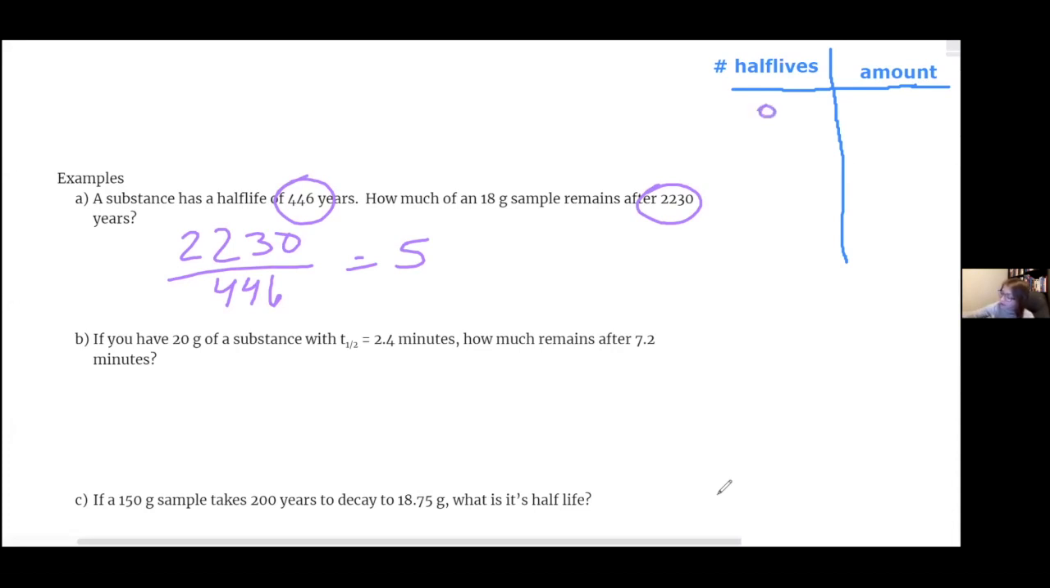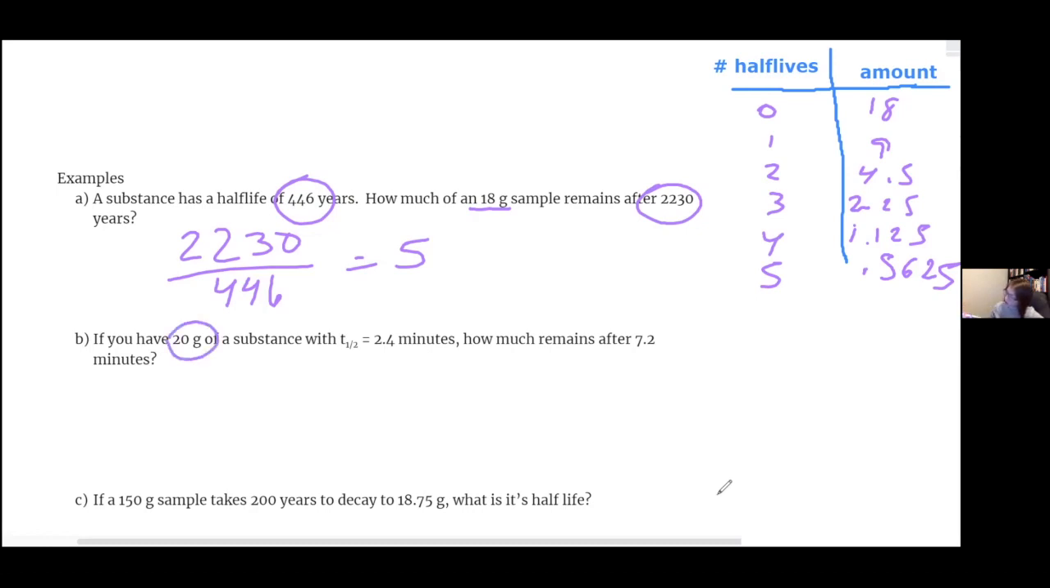When no time has passed, our amount is 18 grams. That's our starting amount. But we know we're going to divide it by 2, 5 times. So after 1 half-life, we have 9 grams. After 2 half-lives, we would have 4.5 grams. Dividing by 2 again, dividing by 2 again, and dividing by 2 again. If you'd rather organize the information in a table like that, you can. Going on to our next example.